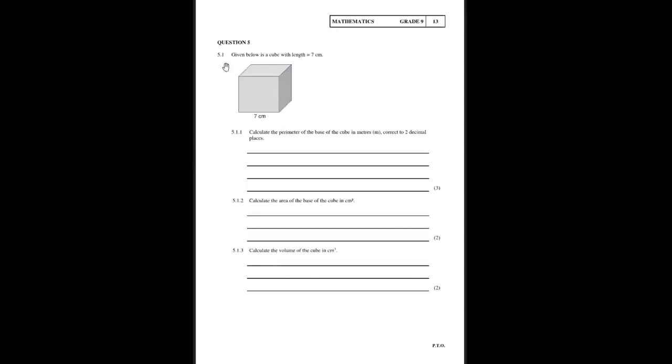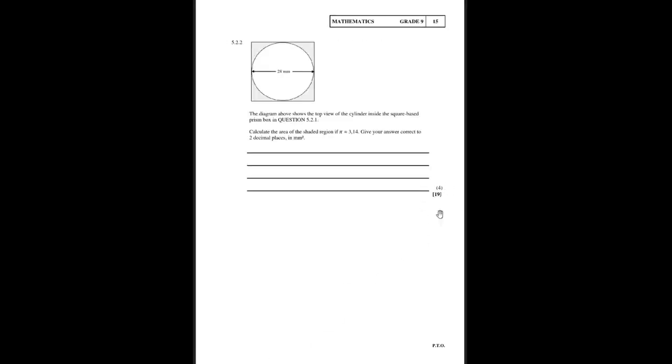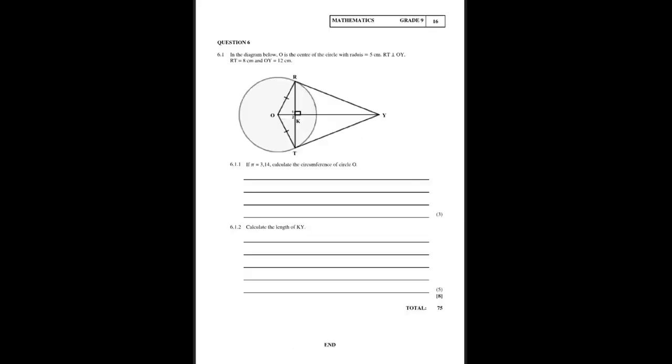This is more of space and shapes. We call it mensuration, space and shape. It's very important. If I look at this question number 5, it carries 19 marks. And lastly, question number 6 covers 8 marks, also on space and shape. So 8 plus 19 marks is 27 marks. You don't want to lose that.